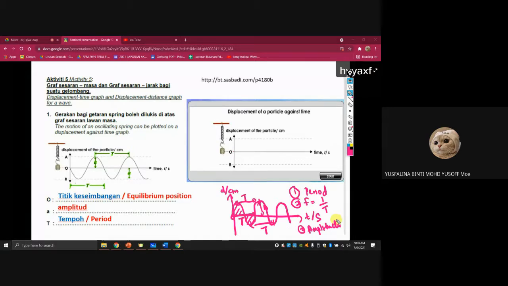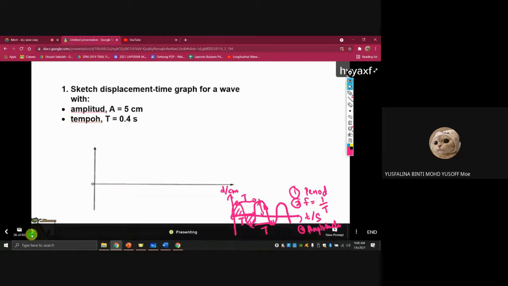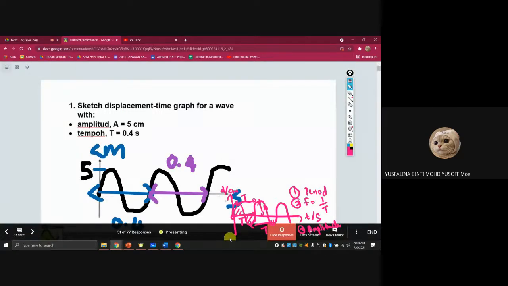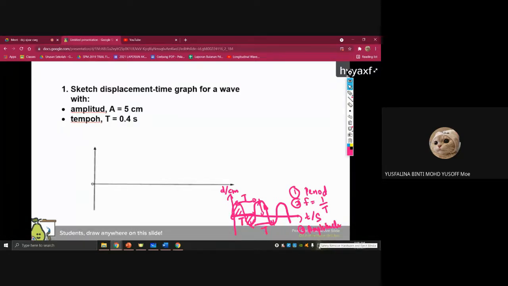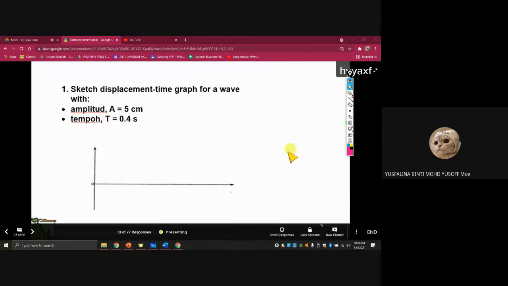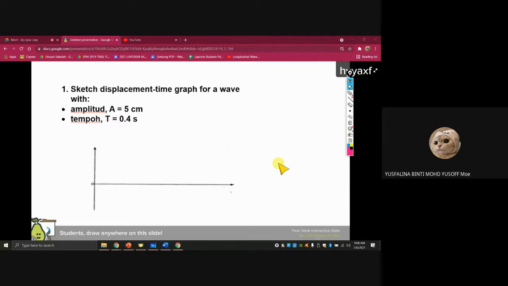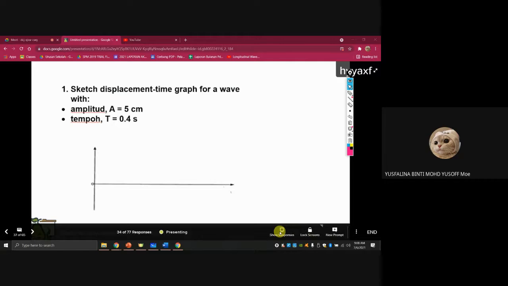You have already learned displacement against time. So the next one, I want you to try to sketch a graph here, based on the amplitude that has been given and also the period.